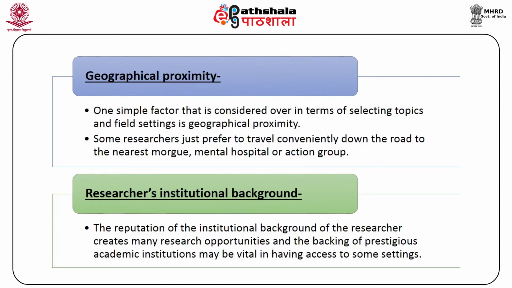Geographical proximity. One simple factor that is considered over in terms of selecting topics and field settings is geographical proximity. Some researchers just prefer to travel conveniently down the road to the nearest morgue, mental hospital, or action group.